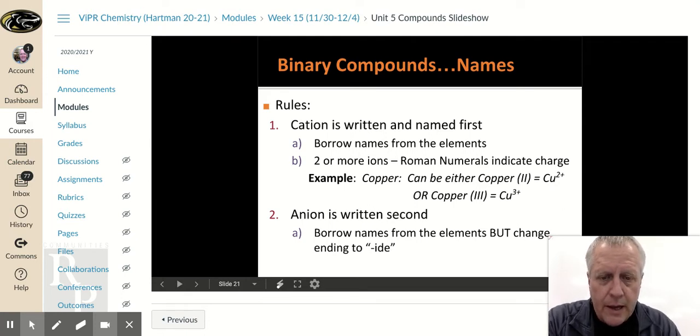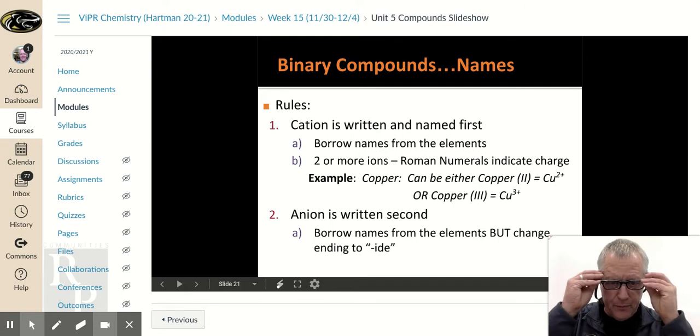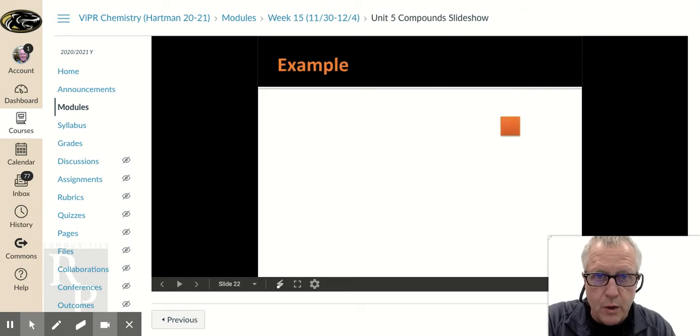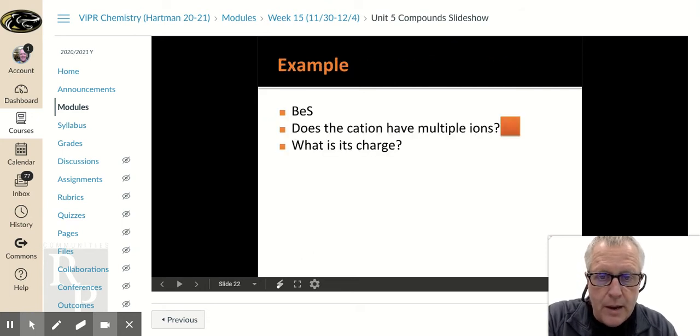And then the anions are written second. They're the second part of the name, and it always ends in -ide. So whenever you write something like sodium chloride, chlorine was the anion, and we've changed chlorine to chloride. That's the rule on naming the binary compounds.